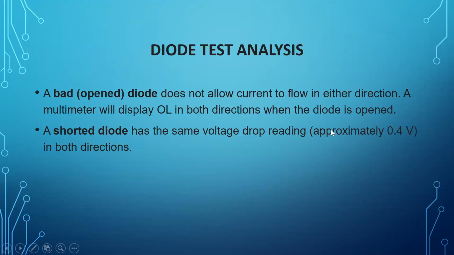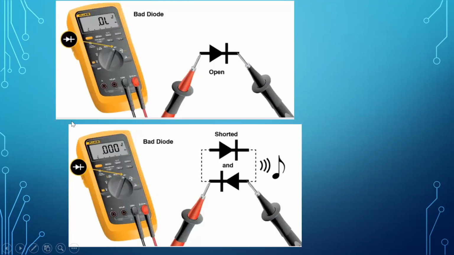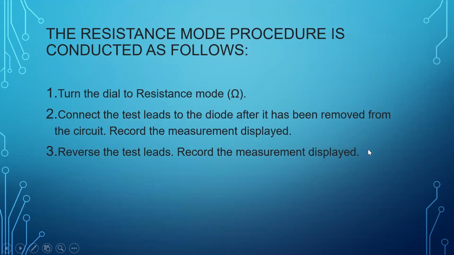The next is the analysis of when the diode is bad, that is, when it is a damaged diode. When you attach it like this in the forward bias position, you are going to see OL. And when it is shorted, you are going to hear a beep, because that beep indicates that there is a short in the circuit.